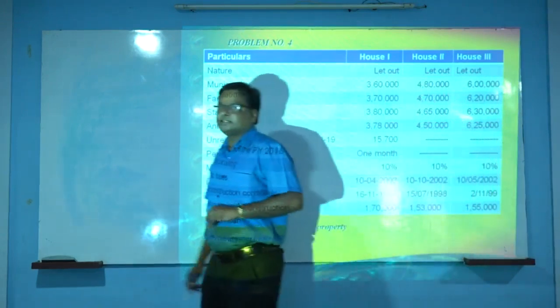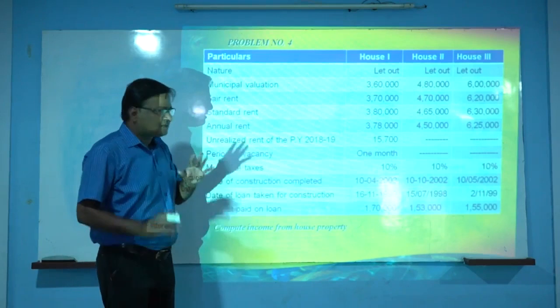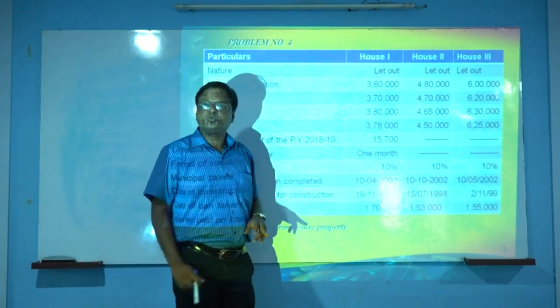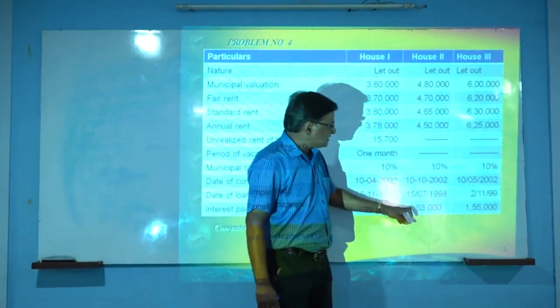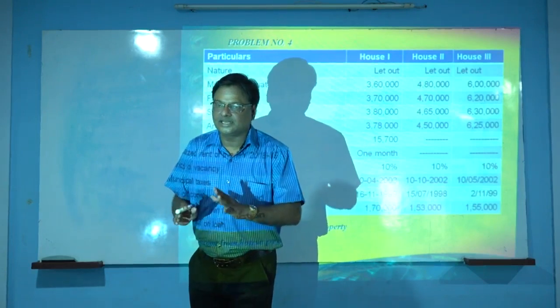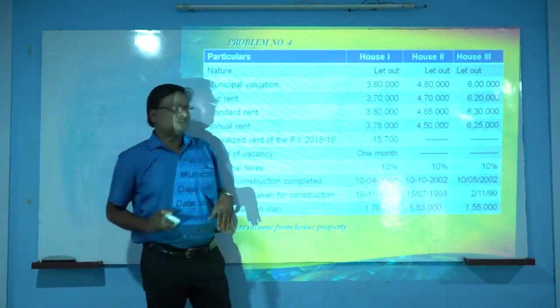Then the last point in this problem is interest on loan for all house properties. There is a loan taken and interest is paid during the previous year. For house 1 it is 1,70,000, for the second house it is 1,53,000, and for the third house it is 1,55,000. For interest on loan there is a deduction.